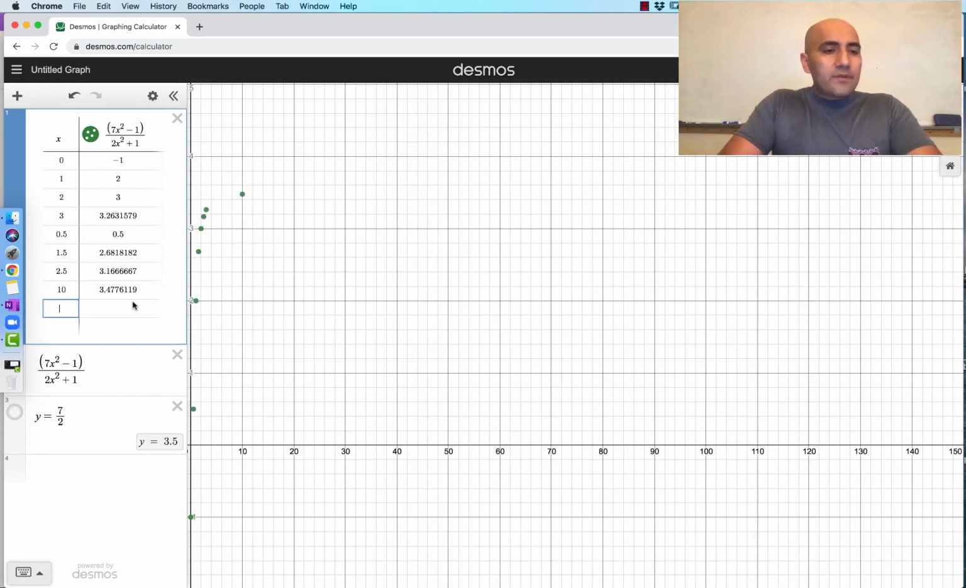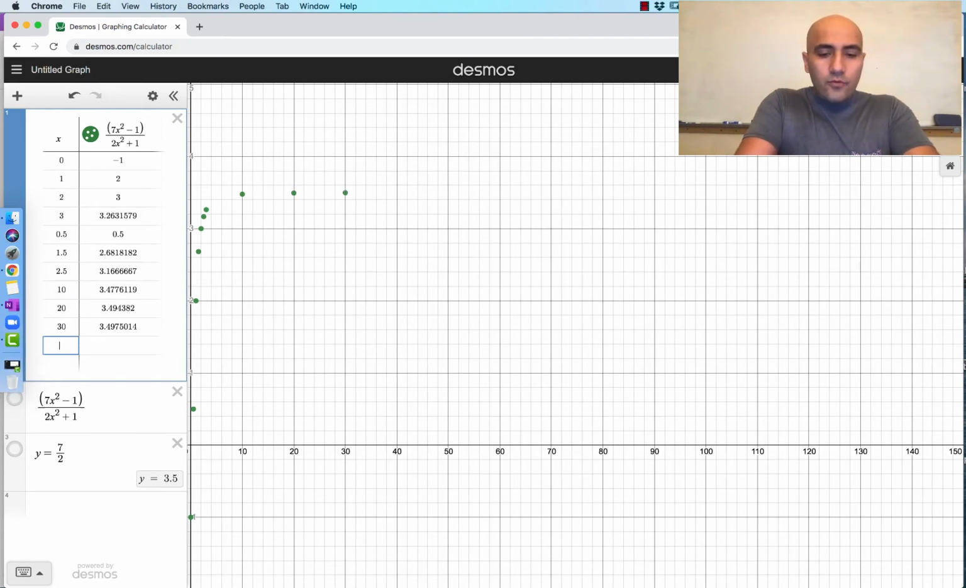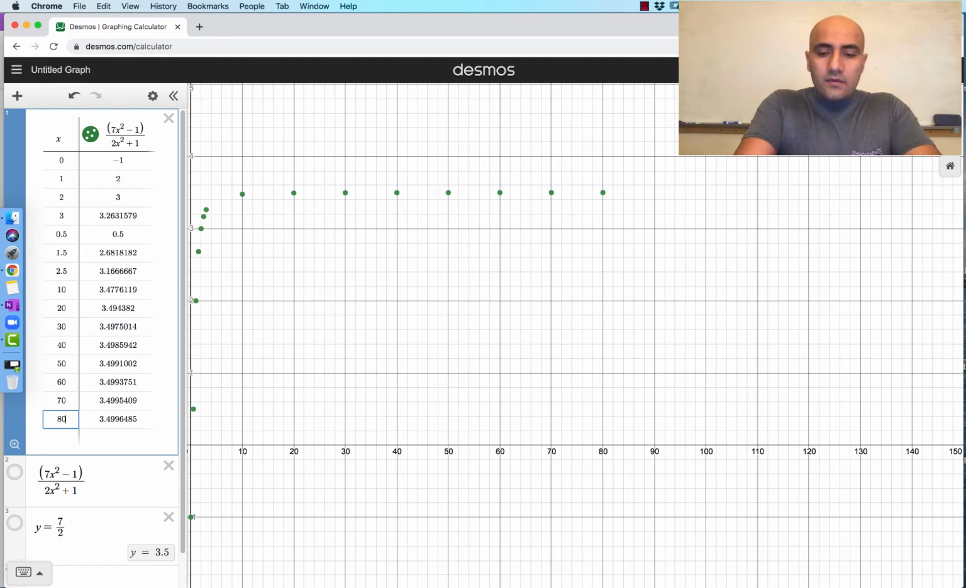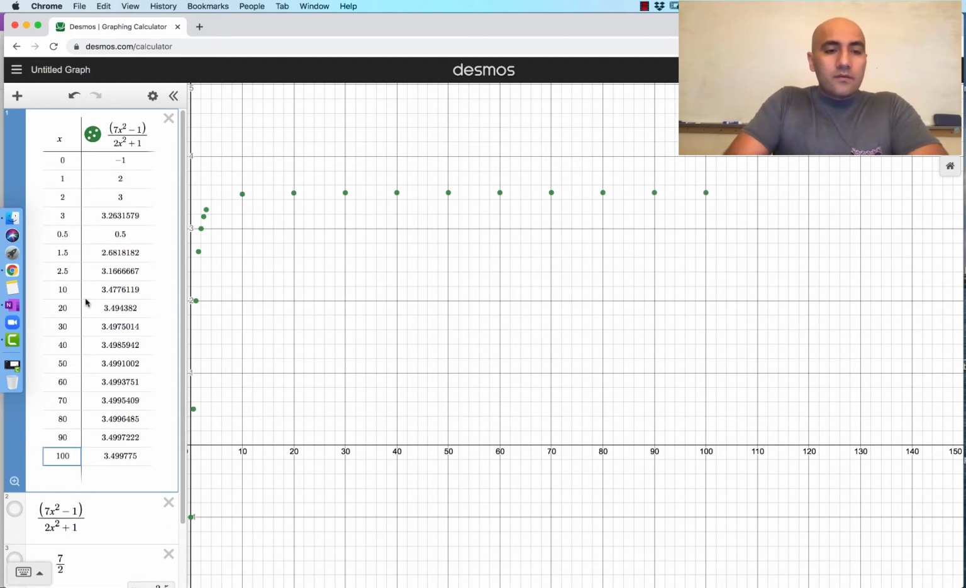But we're interested in examining what happens to this function as the inputs get larger and larger and larger. So let's put some values here: 20, 30, 40, 50, 60, 70, 80, 90, 100, and as we can see, the ordered pairs seem to be reaching a maximum height. They seem to be plateauing out to something. They're converging toward a particular point. There are some equations where the larger the input, the larger the output. They grow toward infinity. But there are some equations where the larger the input, the outputs begin to get closer and closer to some constant value.